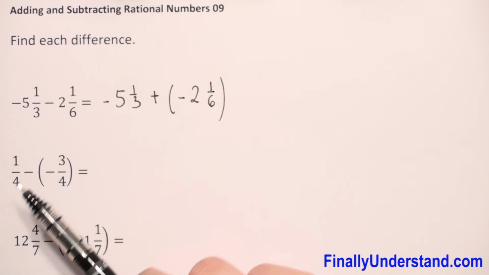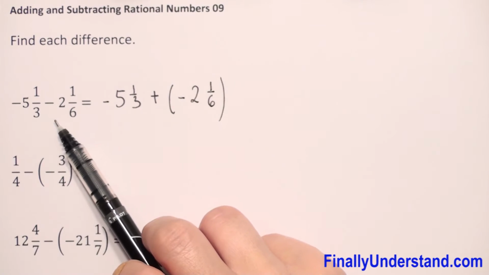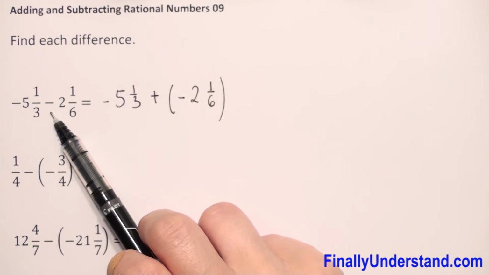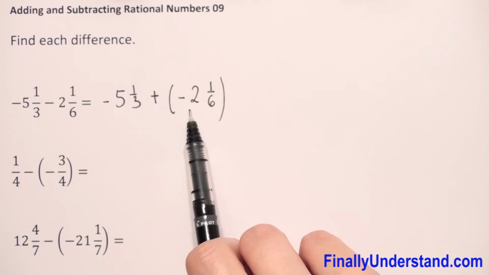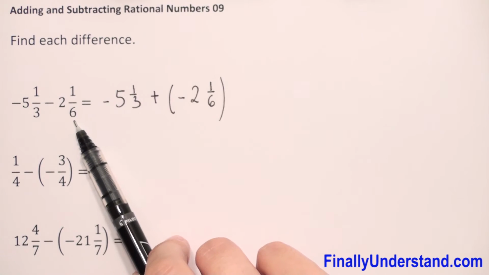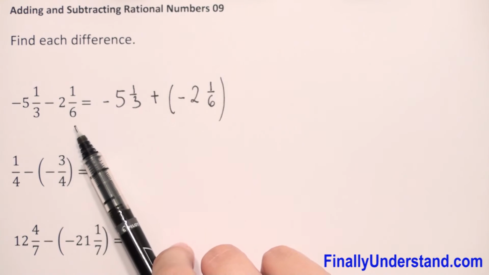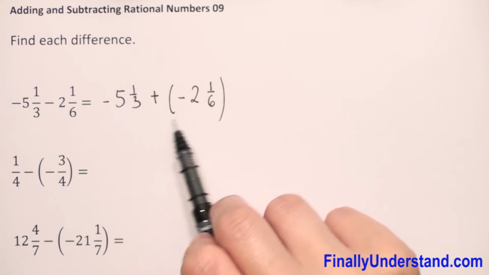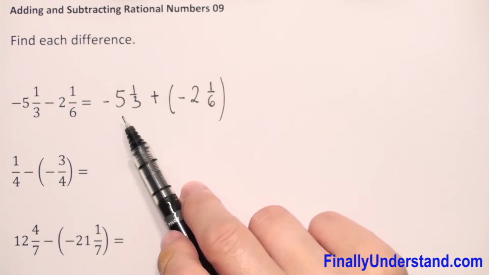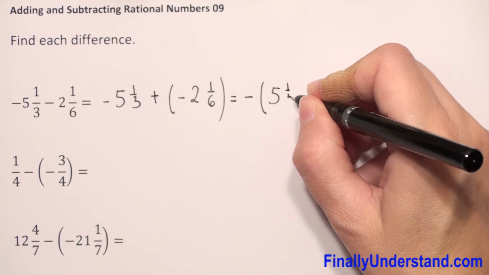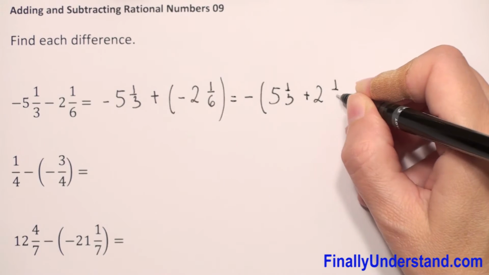One more time. When we have to subtract rational numbers, we use the same rule like for subtracting integers. So we change subtraction to addition of the opposite number. The negative sign we change to positive, and the opposite of 2 and 1 over 6 is negative 2 and 1 over 6. So now we have addition of two negative numbers, both of them negative, so we copy the negative sign and we have to just add 5 and 1 over 3 plus 2 and 1 over 6.